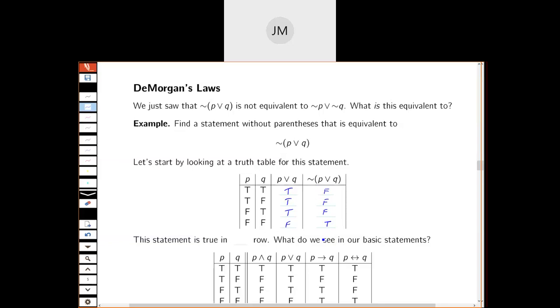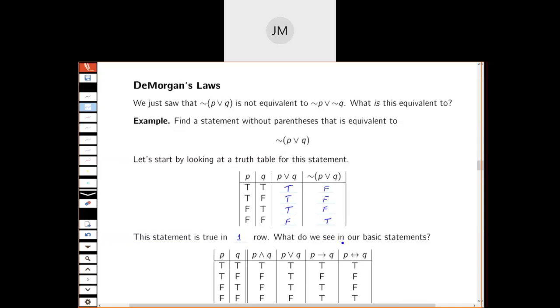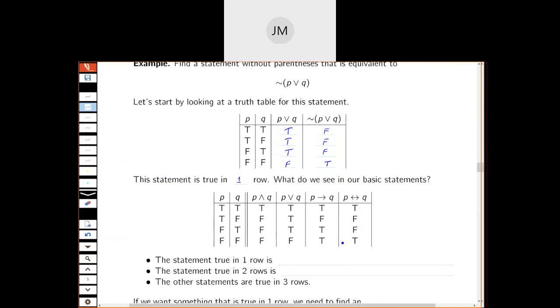Okay, so this statement is true in just one row, right? All right, what do we see in our basic statements? So here's our basic statements and their truth values. We've looked at these a bunch of times, so we're not going to bother filling them out right now. What we want to do is we're looking for something that's equivalent to this, and this is true in just one row, so we're going to start off there.